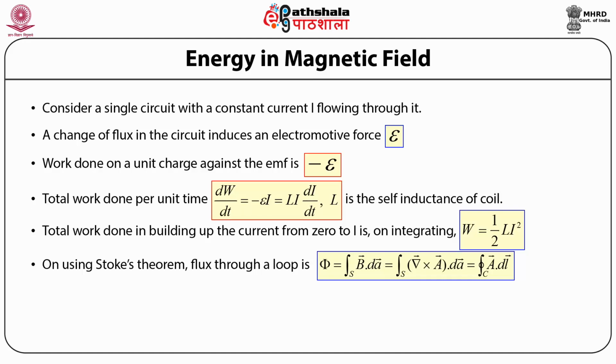So using this expression, the flux through the loop, phi, becomes equal to the surface integral over the surface element dA of the curl of the vector potential A dot dA. And when we use the Stokes theorem to convert it into a line integral, this gives us the line integral over the closed loop of the vector potential A dot the line element vector dl.